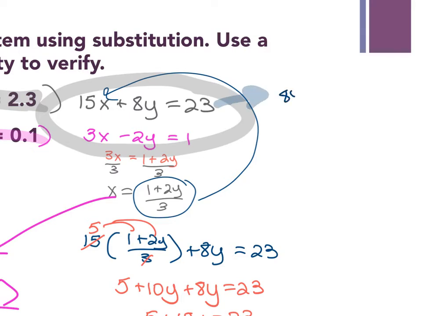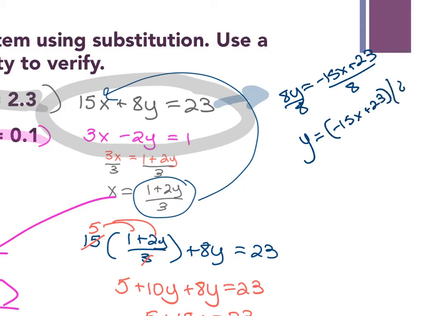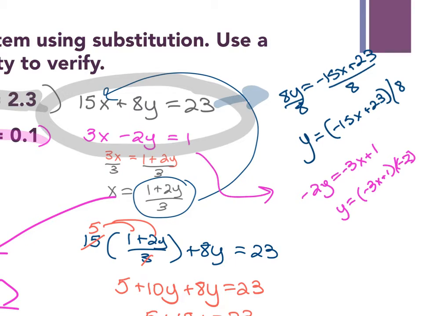So I would get 8y equals negative 15x plus 23, and then divide everything by 8. So in my graphing calculator, I can actually type it in as negative 15x plus 23 divided by 8. That's the first one. And then the second one, negative 2y would equal negative 3x plus 1, and then divide it by negative 2. And then you could type that directly into your calculator. So I'm going to do that.